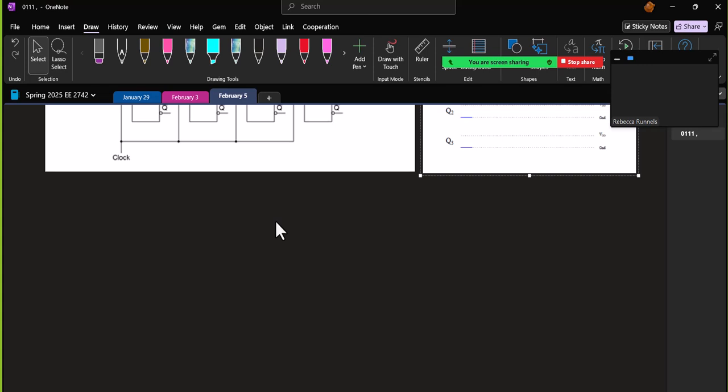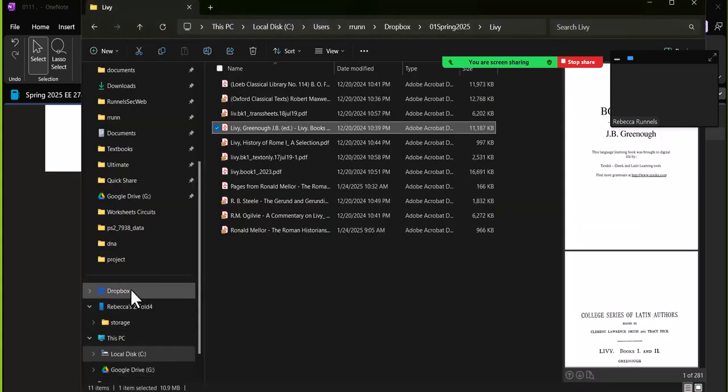Okay, so I'm going to pull up some different examples, not sequential yet, but of just a single flip-flop to make sure that you know how to do those.